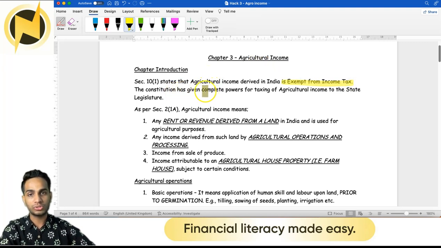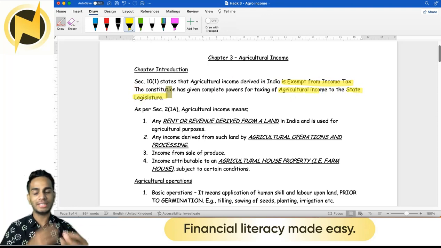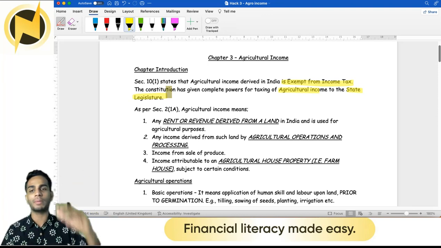Alright. So the Constitution has given complete powers for taxing agricultural income to the state government, to the state legislature. See, income tax is not a state legislature subject, it's the central legislature. So the Constitution did one thing: we'll take off the complete power of the central legislature as far as agricultural income is concerned. And in case a state government wants to do anything regarding agricultural income, we'll give them the power.